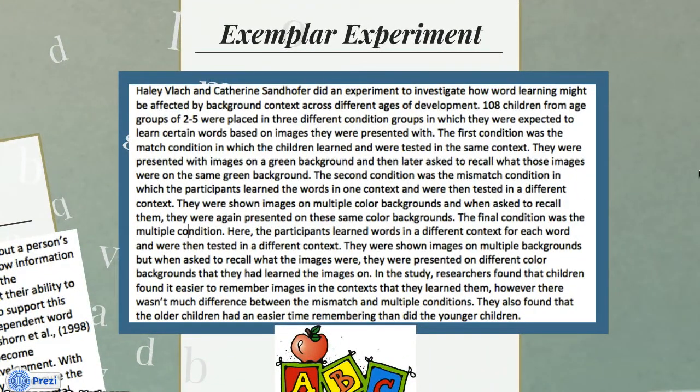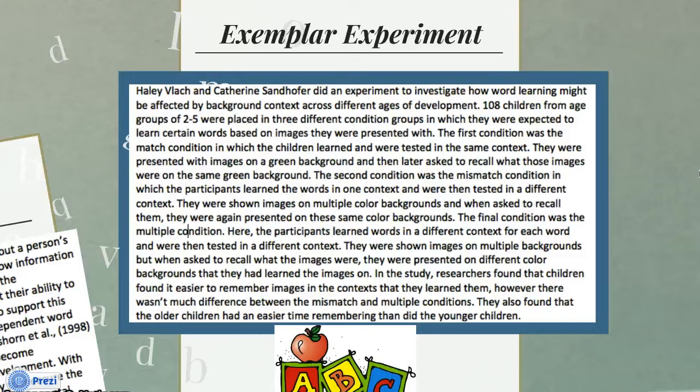In the study previously mentioned, Haley Bloch and Catherine Sandhofer did an experiment to investigate how word learning might be affected by background context across different ages of development. They gathered 108 children from age groups of 2 through 5, and they placed them in different condition groups in which they were expected to learn certain words based on the images they were presented with.